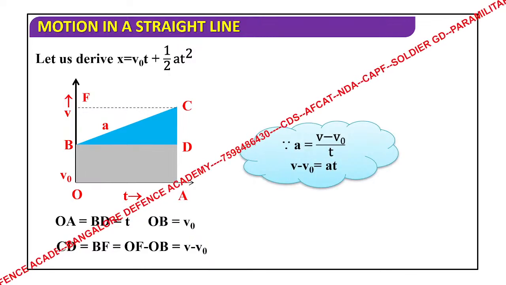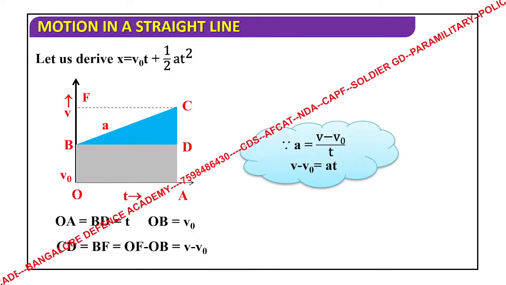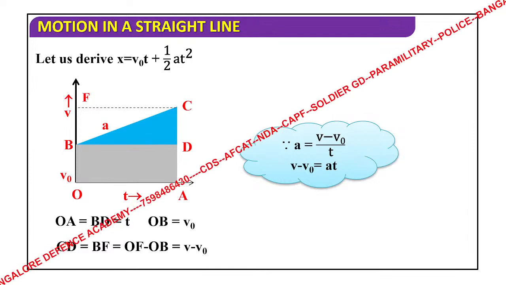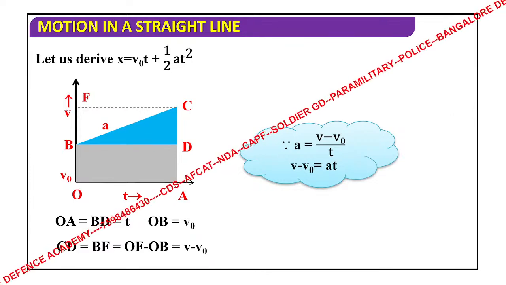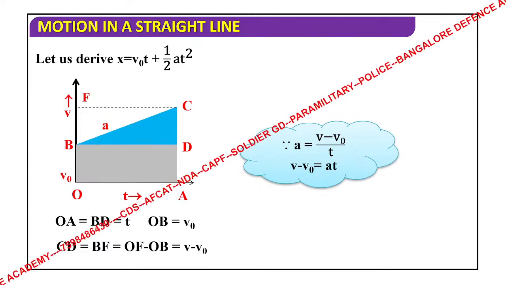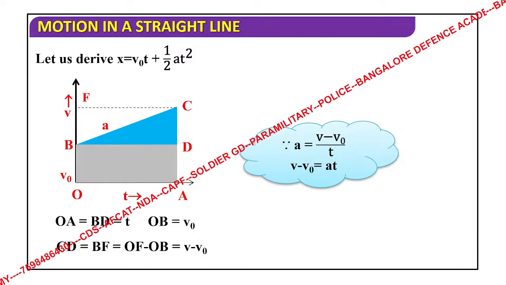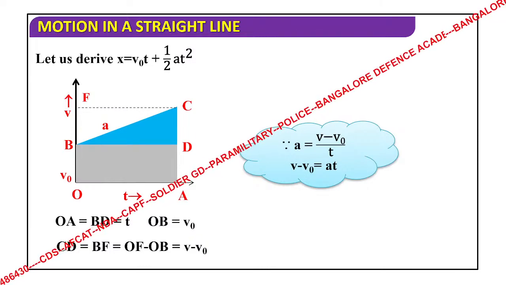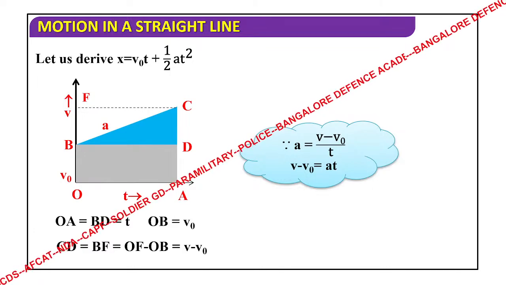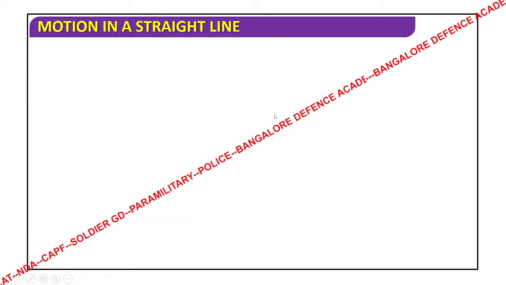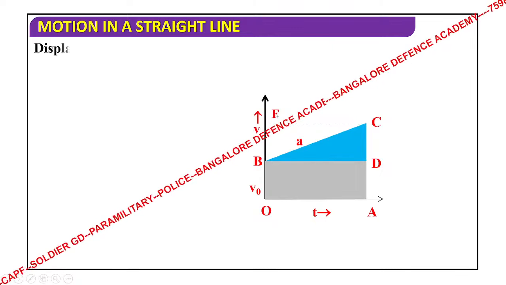Okay, so I substitute here. I know the formula for acceleration, v minus v naught by t. And I also know v minus v naught is equal to at. So acceleration, you have done in the last equation derivation. I'm going to show you how to substitute and get the answer now.